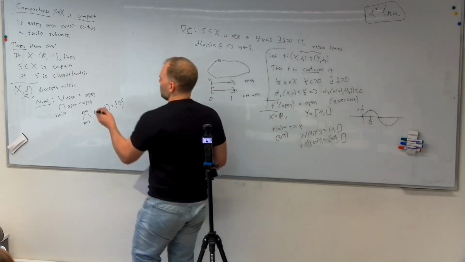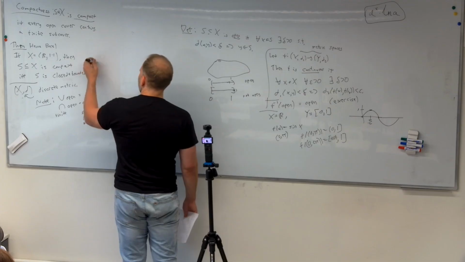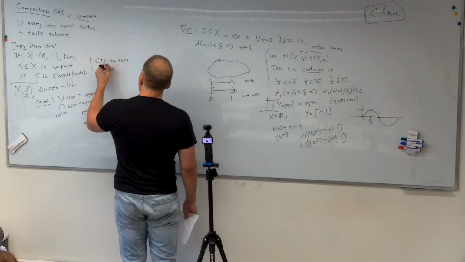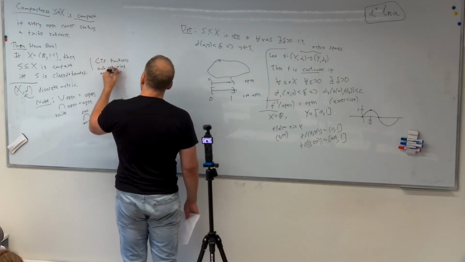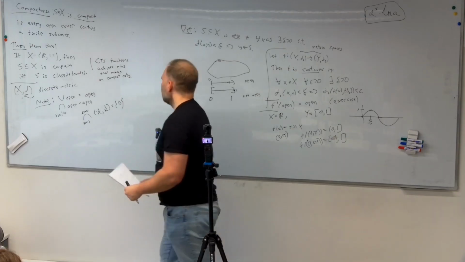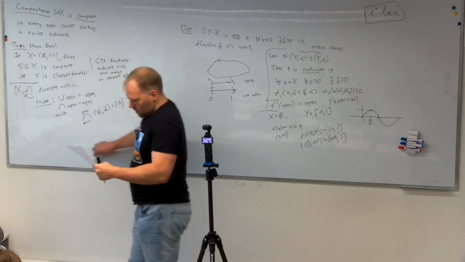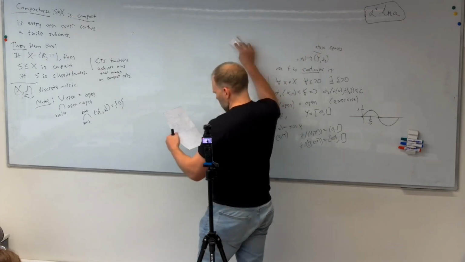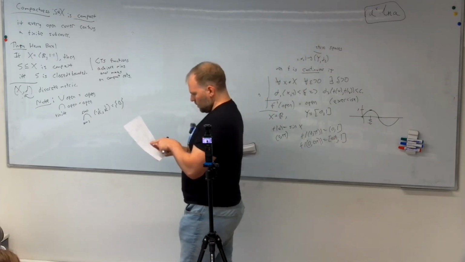Also, I forgot to note that continuous functions achieve mins and maxes on compact sets. It's a useful thing. Okay, so let's continue on.